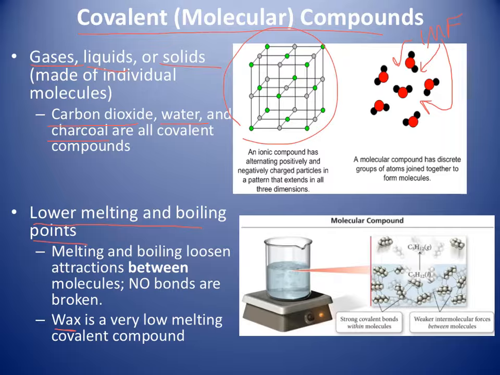It's worth emphasizing again that when you melt something or boil something, you do not break any chemical bonds. You don't change the nature of the substance. You just loosen the intermolecular attractions. That's all you're doing when you're melting or boiling something.